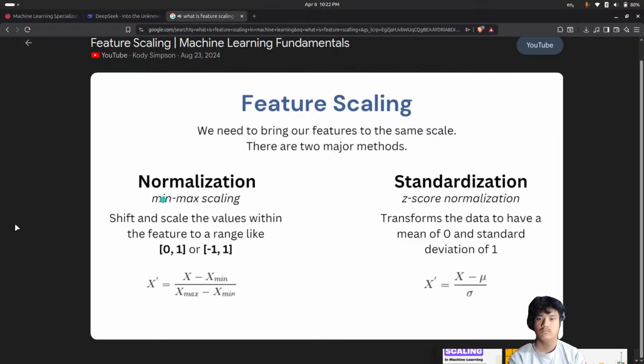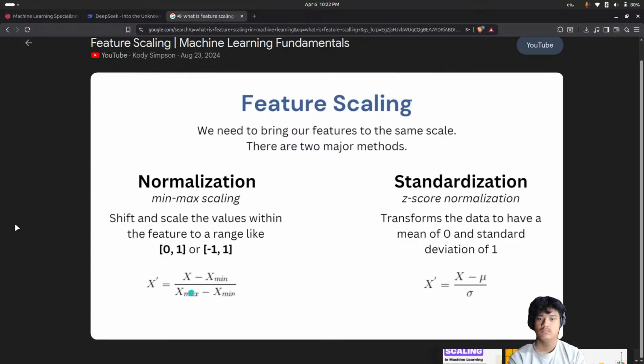Normalization, also known as min-max scaling, will shift and scale the values within the features to a range of 0 to 1, or for example, -1 to 1. You can actually customize the range when you use something like the MinMaxScaler from scikit-learn, but the default is going to be 0 to 1. So this means that every single value in that column, or all columns that you apply this to, will be within that 0 to 1 range.